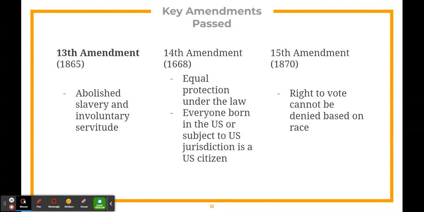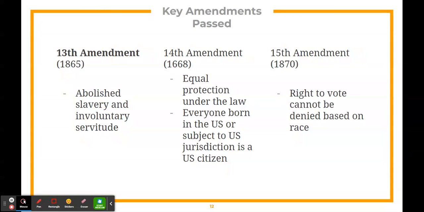We're going to go into the key amendments passed. There are three key amendments, the 13th, 14th, and 15th, and they all increased the rights of African Americans, and in general just the rights of American citizens. And they're very important to our Constitution today still, and very significant.